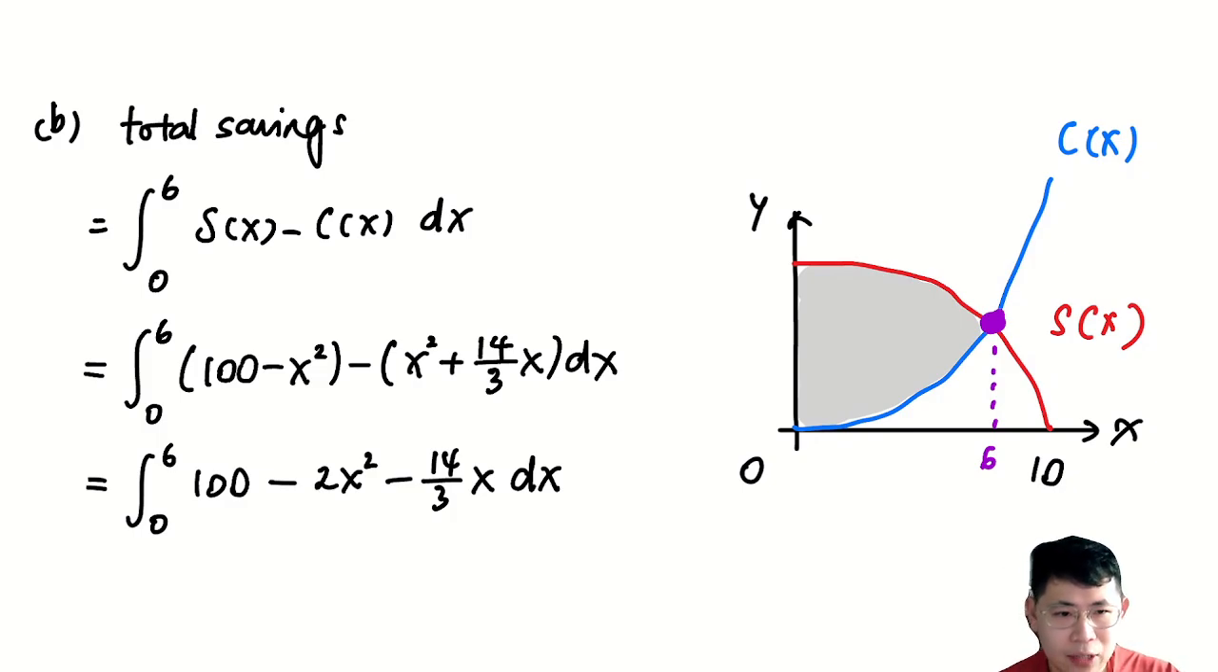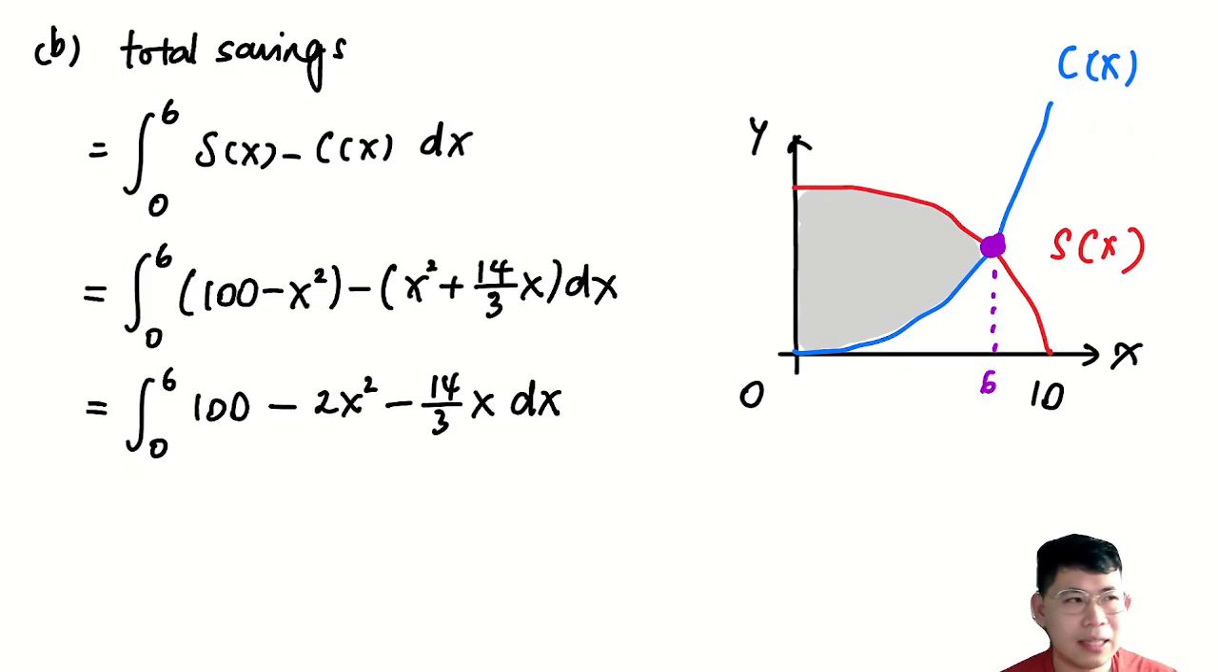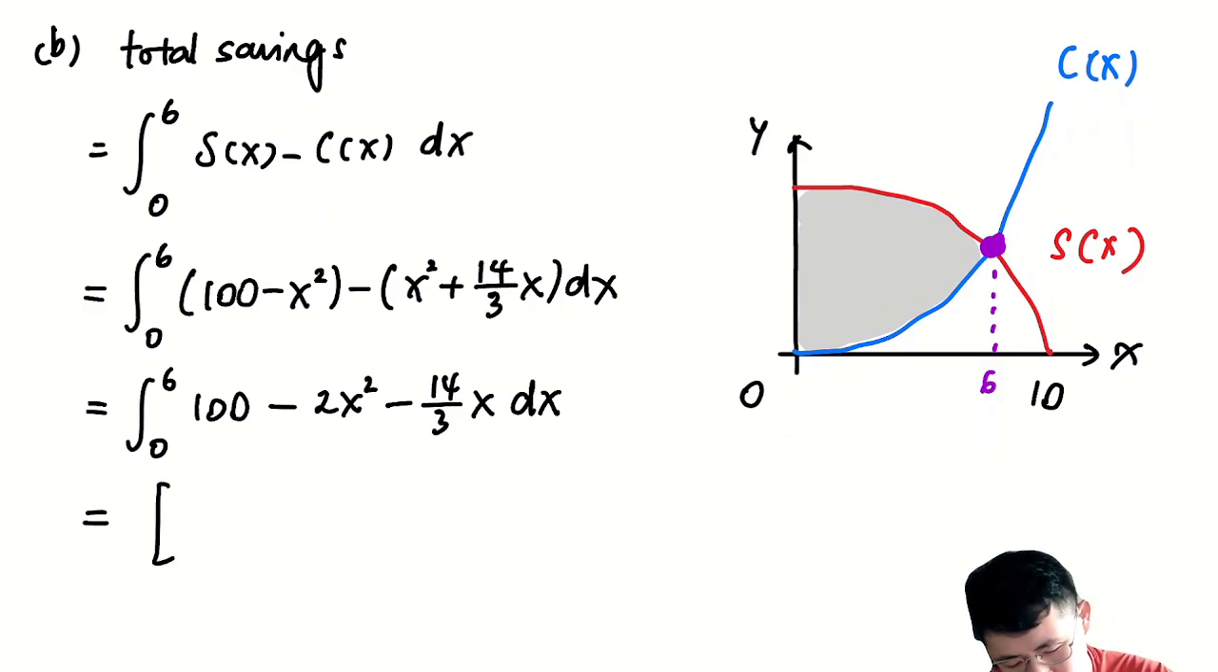Now, there are two ways in which you can do this, because in the question they didn't ask us for the exact amount. So what we could do is use our GC to evaluate directly. Making use of our GC, we'll get 372. However, if you want to do it manually, if you want to integrate it manually, also can.